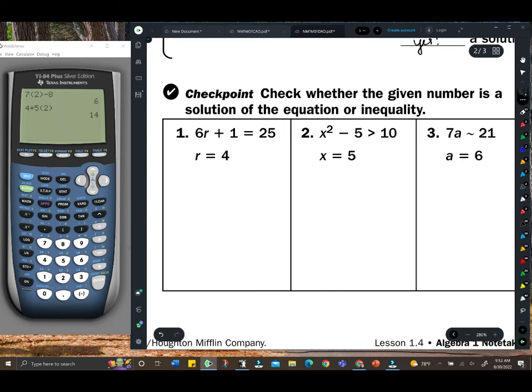Okay? So for these ones, just worry about 1 and 2. Number 3, you can skip that one. It's got a typo. And plug those numbers in to see if they are solutions or not. I'll let you pause, and I'll go through them.